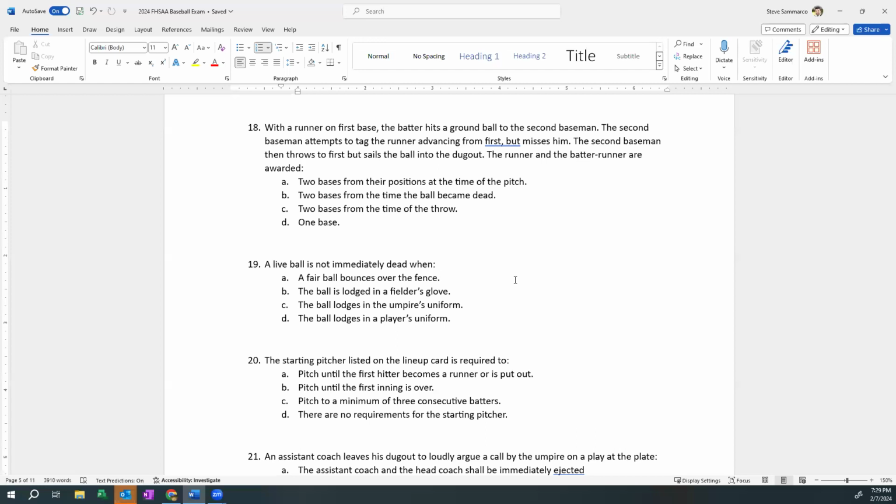That's the rule. Why? I know that's the rule, but why is it the throw and not the pitch? Because he tried to make a play on a runner going to second base. Bingo. So that runner at second, if he gets to second before that throw happens, you would award him home. Correct.